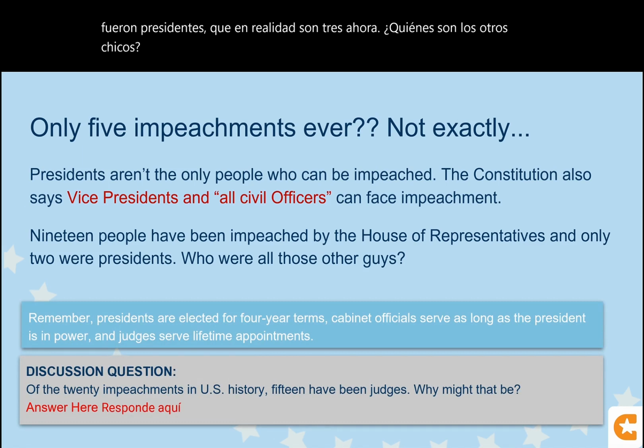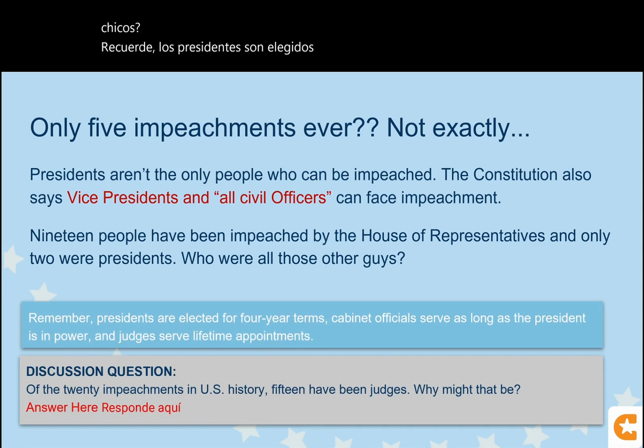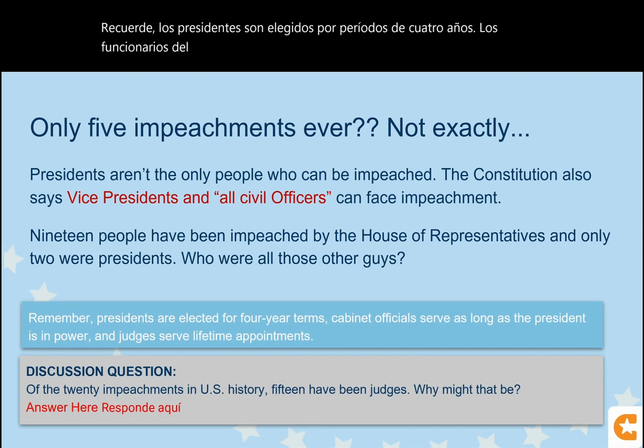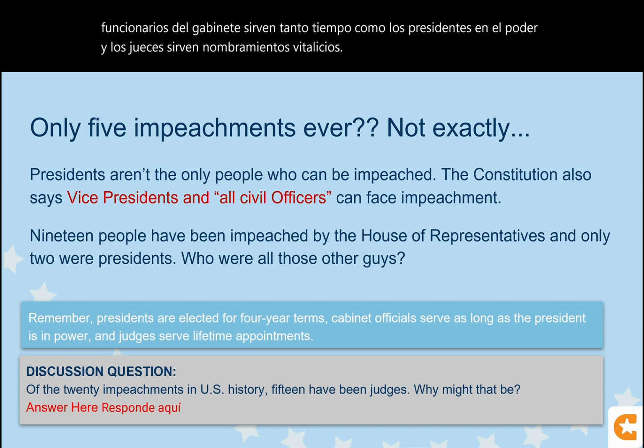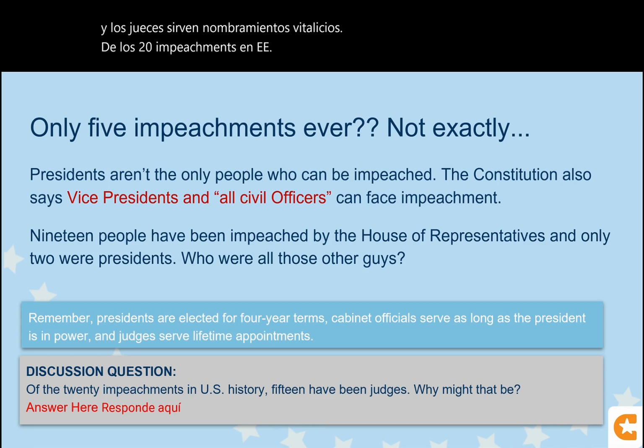Well, remember, presidents are elected for 4-year terms. Cabinet officials serve as long as the president is in power, and judges serve lifetime appointments. Of the 20 impeachments in U.S. history, 15 have been judges. Why might that be? Answer now.